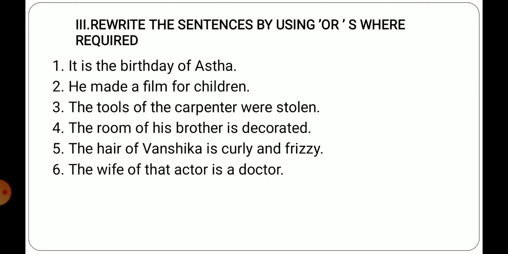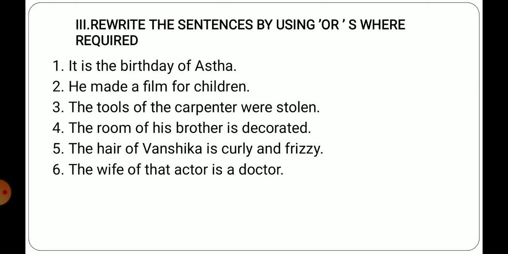Now, coming to exercise 3. Rewrite the sentences by using apostrophe or apostrophe s. So, again you have to remember, if the owner, the person who is having the ownership, that noun that indicates the ownership, if it is singular, you will be using the first rule, you will put apostrophe and s. If the noun is plural and ending with s, you will only put apostrophe. If it is plural noun but not ending with s, you will put apostrophe s.